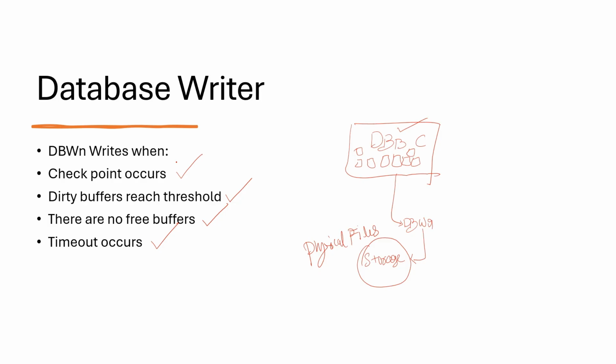You understand, the DB writer is to write the data from the buffer cache to the physical file storage. It comes when a checkpoint occurs, when dirty buffers reach thresholds, when there is no space in the buffer cache, and when there is a timeout.